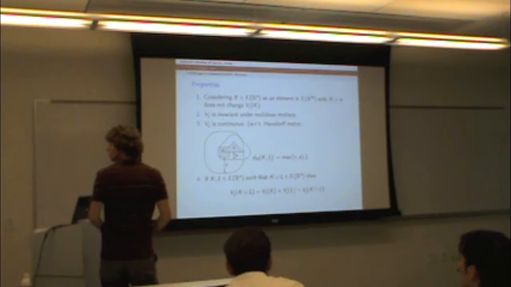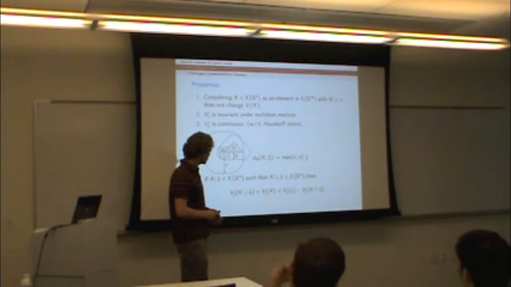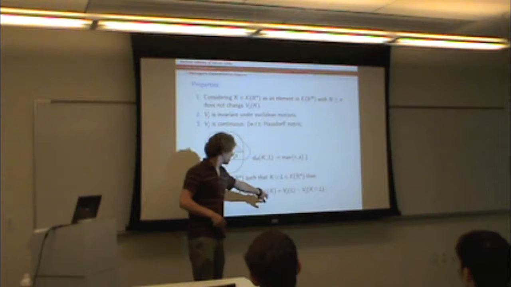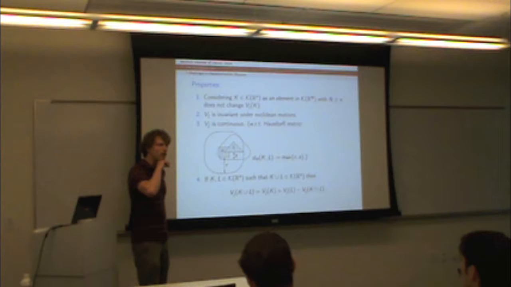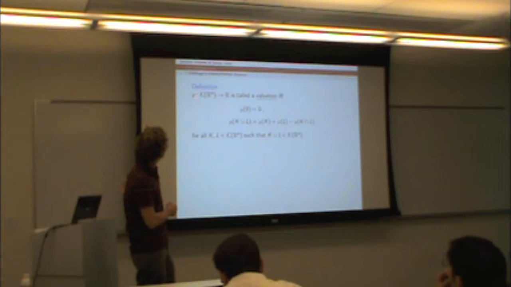So we have K and L, and the union of this is again convex. But then we have a nice formula for the intrinsic volumes of the union of these two. It says that it's just the sum of the intrinsic volumes of the two parts minus the intrinsic volume of the intersection. And this is what one usually calls a valuation. So let's make the following definition. Mu, which is a map from the set of convex bodies to R, is called a valuation if on the empty set it's zero, and it satisfies this addition formula.